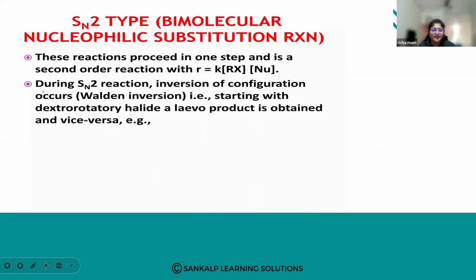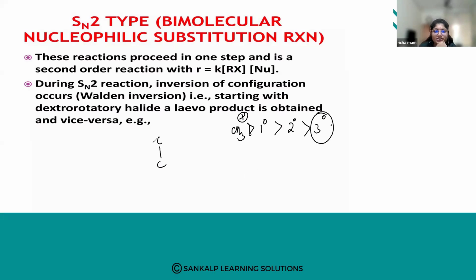So when we see the stability of the alkyl halides in the SN2 mechanism, methyl is the most stable, then primary, then secondary, then tertiary. Okay, so what is the reason? Due to steric hindrance. If I take the tertiary carbocation, it has CH3, CH3, and CH3. Okay, and this is a methyl carbocation.